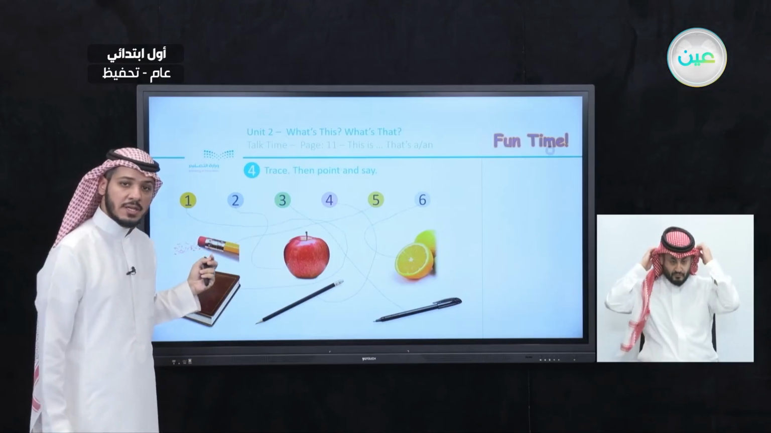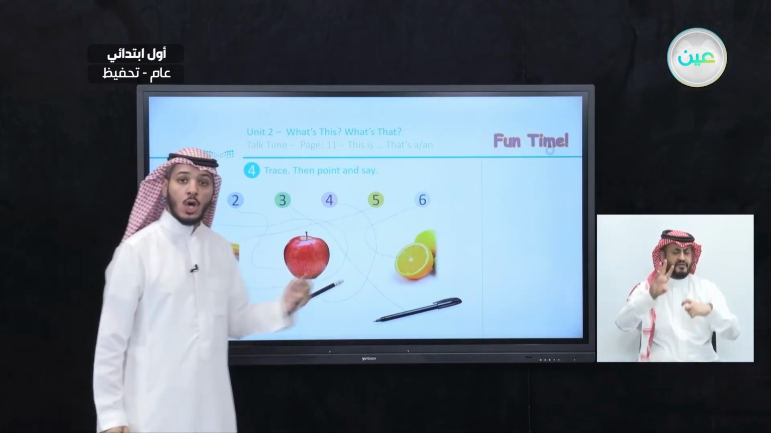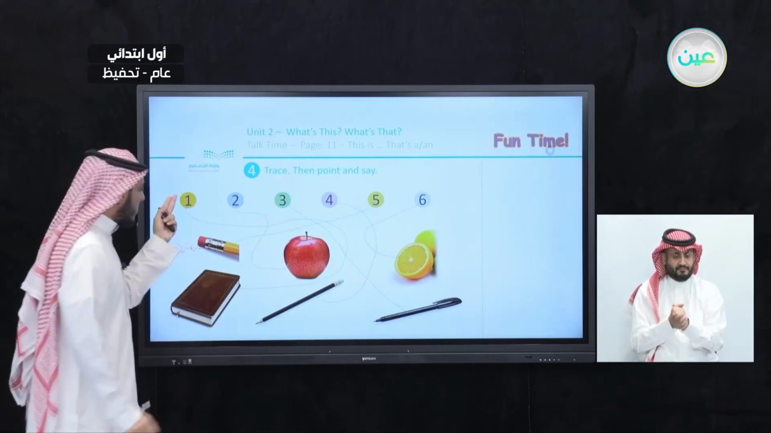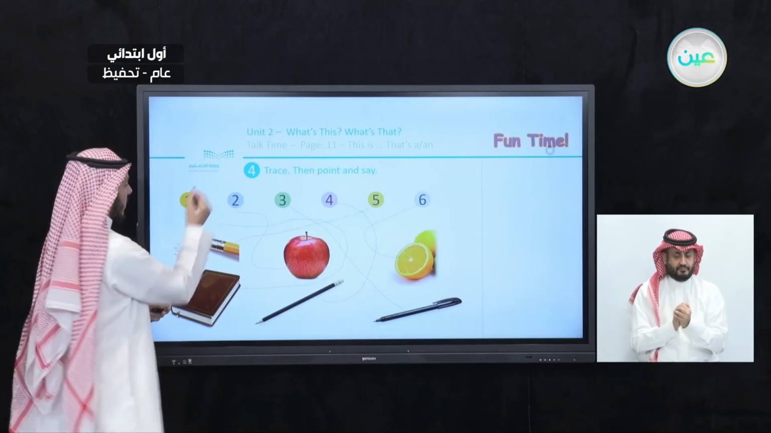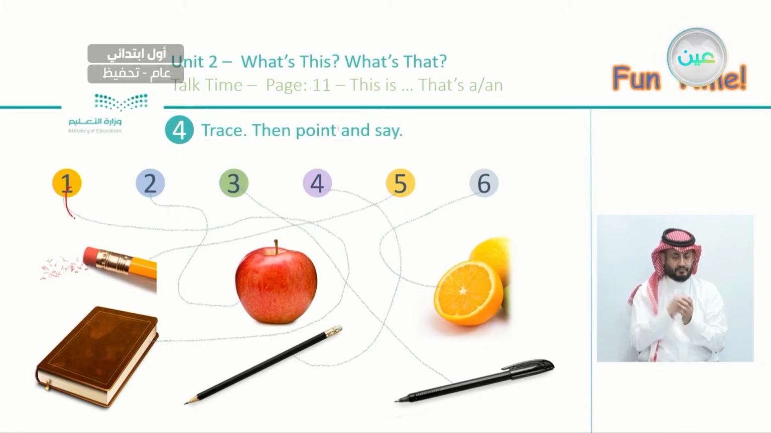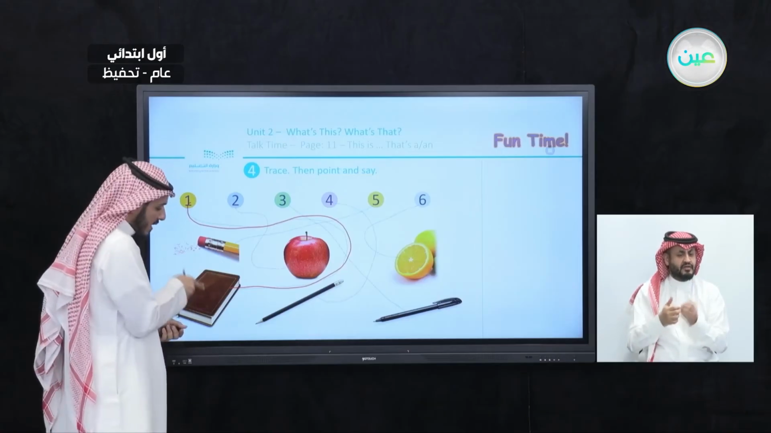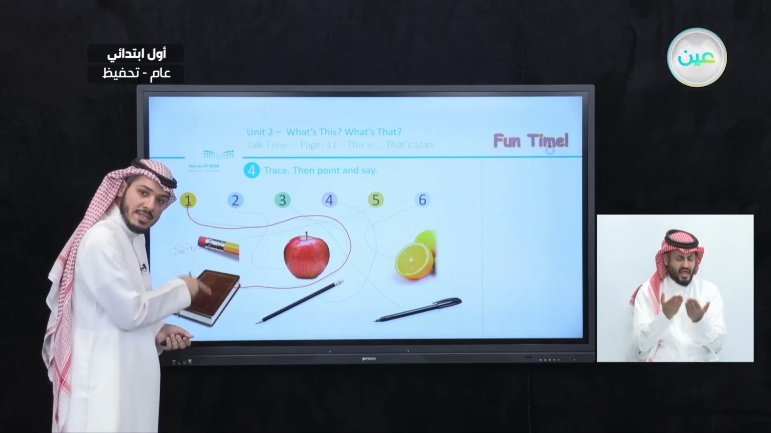Okay, now we have 6 pictures here and we have 6 numbers. What we will do, we will trace. So let's start with number 1. Let's make it like this and go down, and it reaches here. What is this? Yes, this is a book. Excellent. Why? Because it's near me. This is a book.